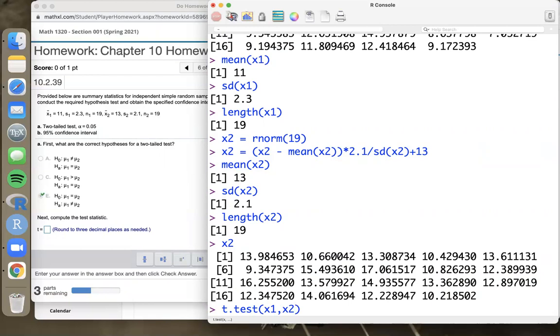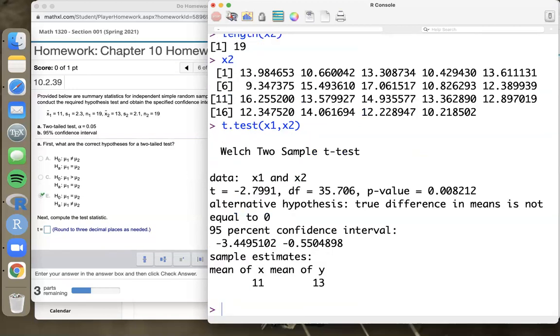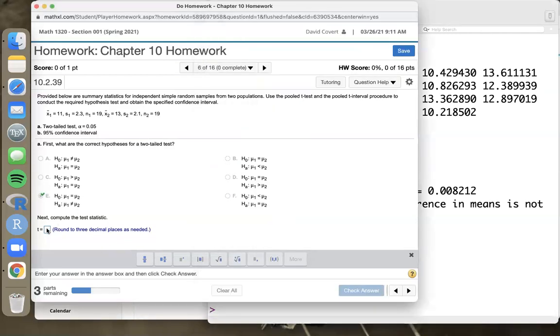All of the parameters for the t-test function are set so that it's two-tailed and 95% confidence, meaning a 5% significance. So all you have to do is type in t-test of x1 and x2. And for this particular problem, it'll give you what you want. Our test statistic is going to turn out to be negative 2.7991. We're going to round to 3 decimal places, so that's negative 2.799.